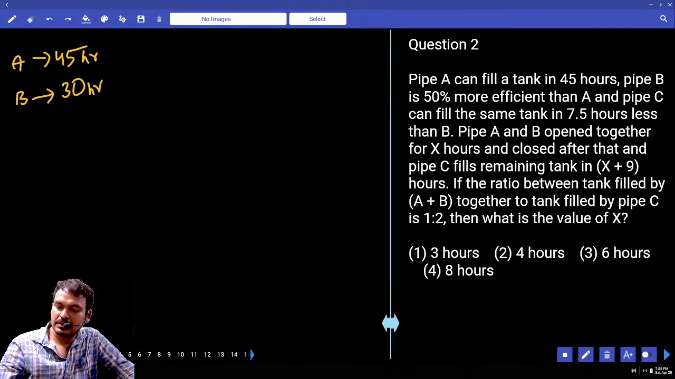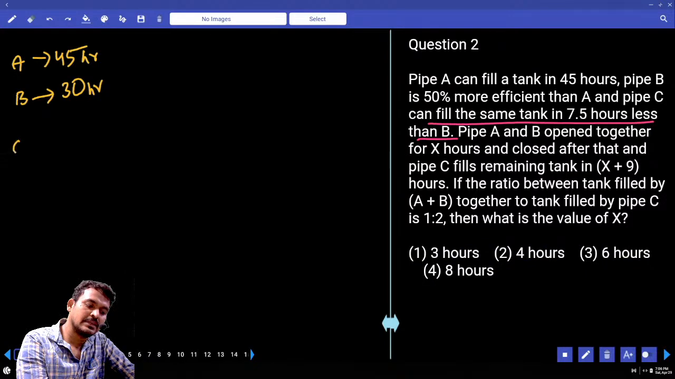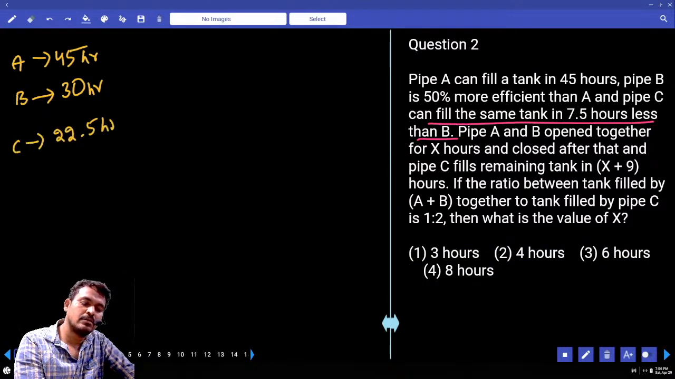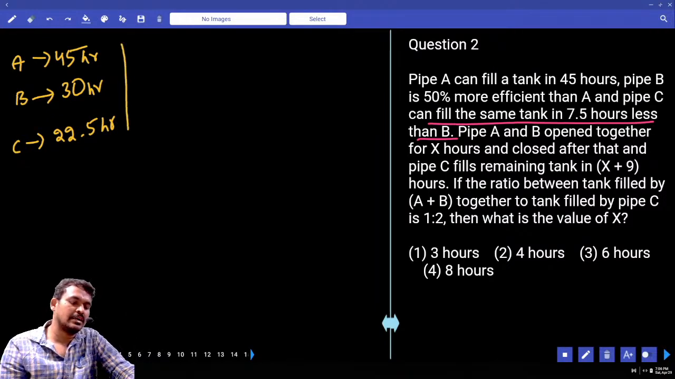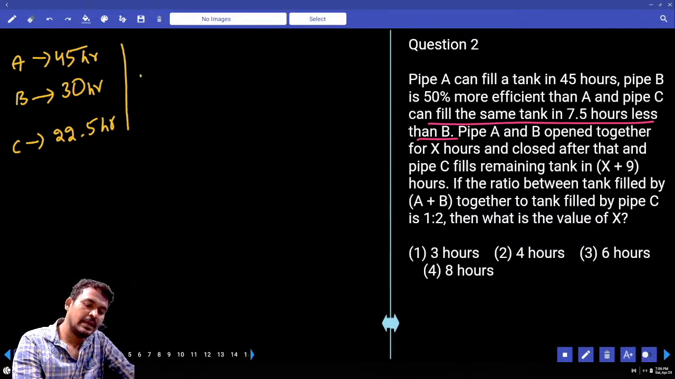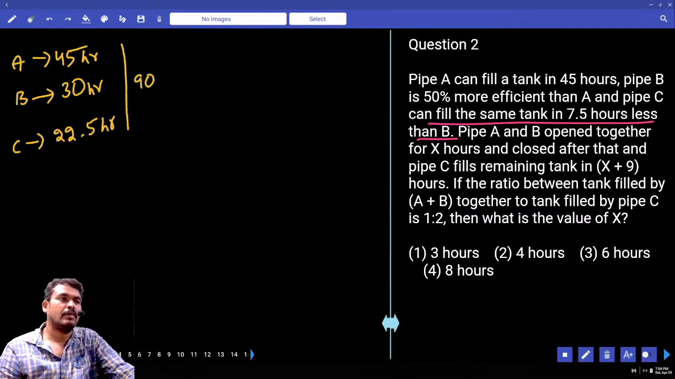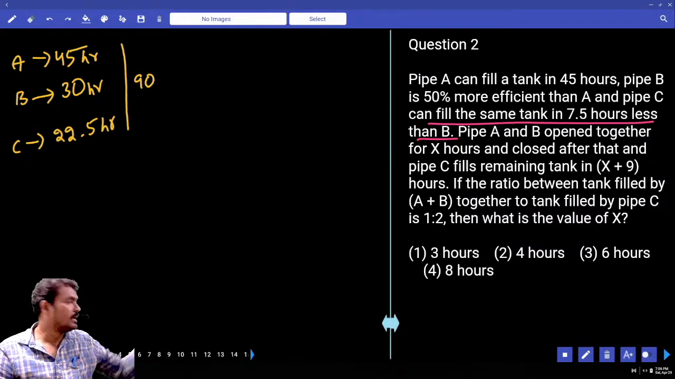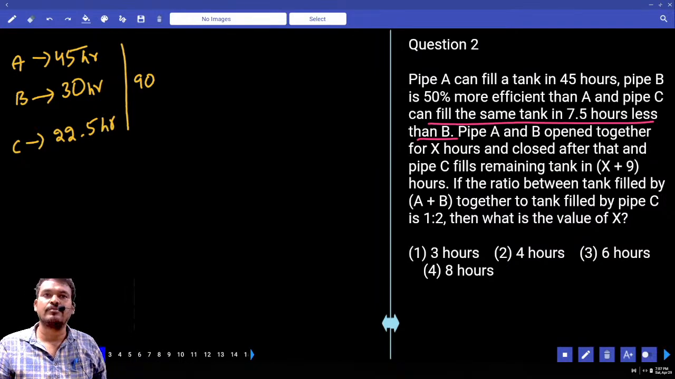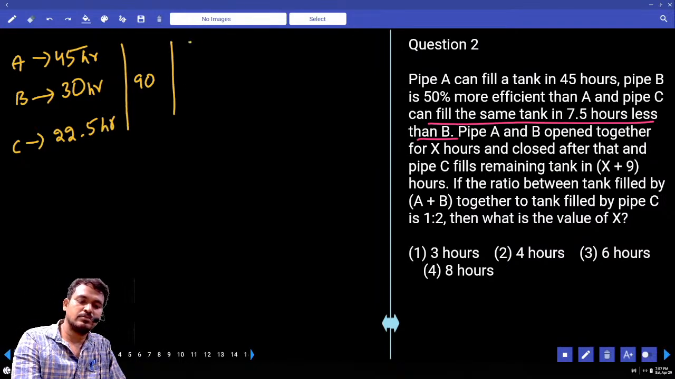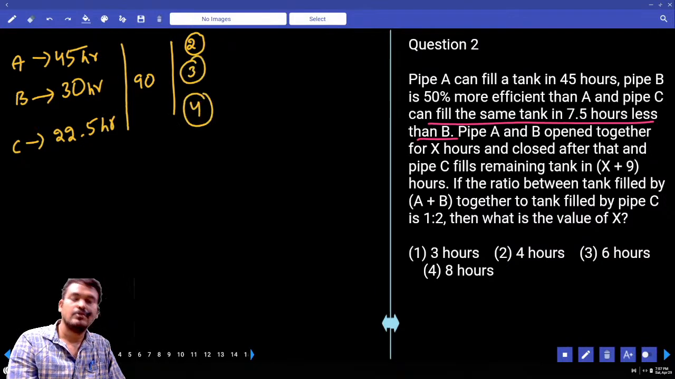Next, C can fill the tank 7.5 hours less than which one? B. Means C's time is 22.5 hours. And what is the LCM of 45, 30 and 22.5? 90. 90 is exactly divisible by 45, 30 and 22.5. 45, how many times? 2 times. 30, 3 times. 22 and a half, 4 times.